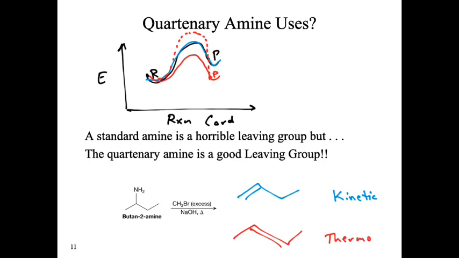Okay? If we draw out the product of just that first part with our excess CH3Br, we end up with that quaternary amine. Does that look kind of big? Is sterics going to play a role? Yeah. This is the classic Hofmann elimination.